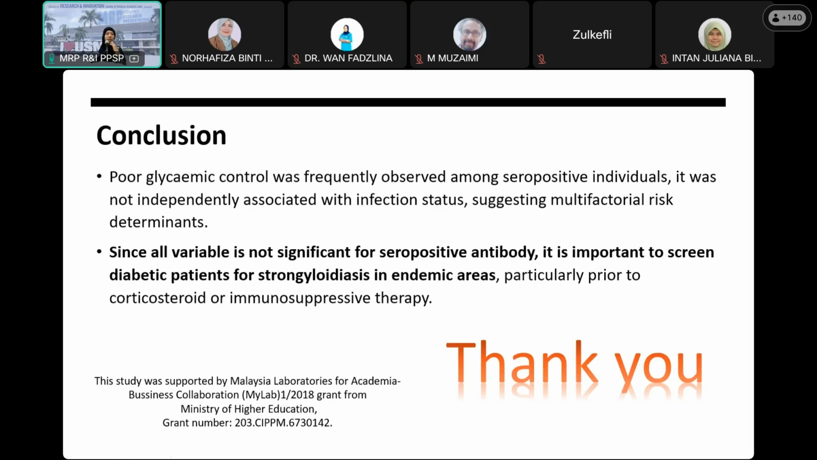So for conclusion, poor glycemic control was frequently observed among seropositive individuals, but it was not independently associated with infection status, suggesting a multifactorial risk in this infection. And since in this research all variables are not significant for seropositive antibody, I think it is important to screen diabetic patients for strongyloidiasis antibody, especially if the patient is going for any corticosteroid or immunosuppressive therapy.